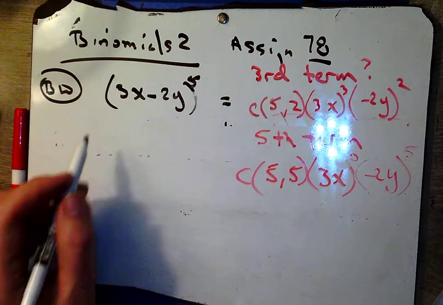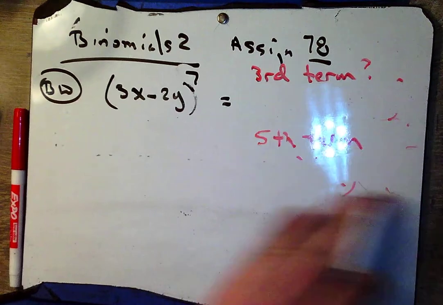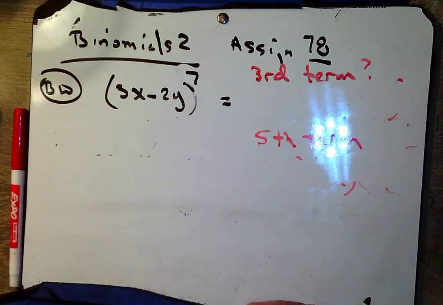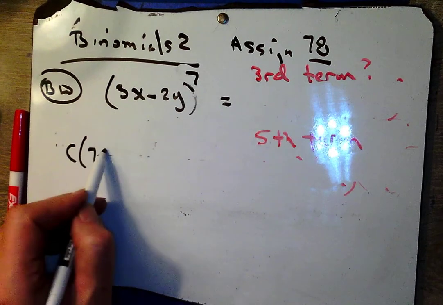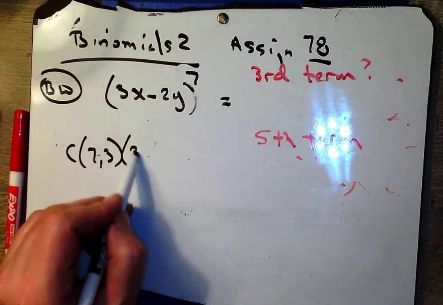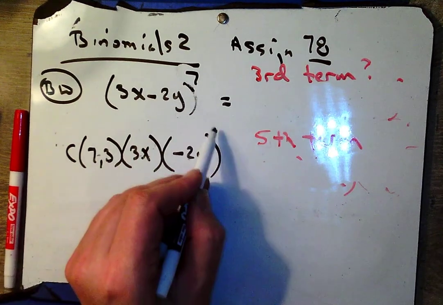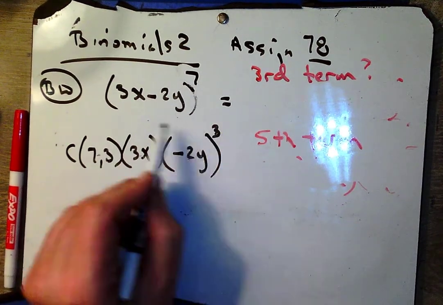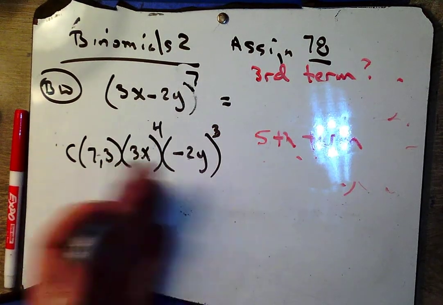Let's just do another one. Ooh, let's make that a 7. So how would you do the third term here? Well, I'd say a combination of 7, 3 times 3x minus 2y. This and this are the same, and this plus this should add up to that. Third term.